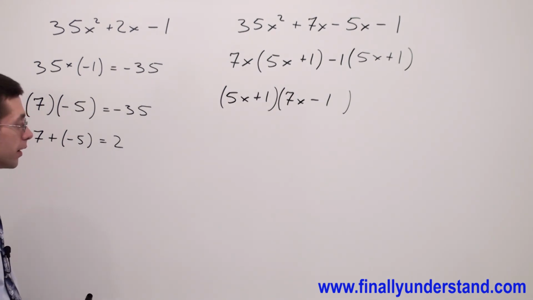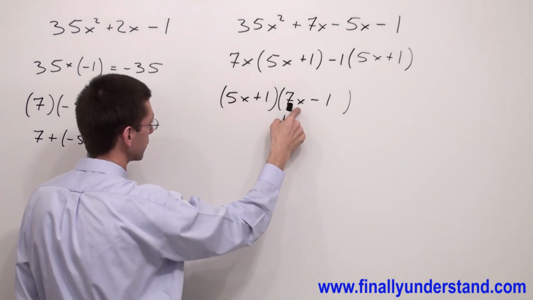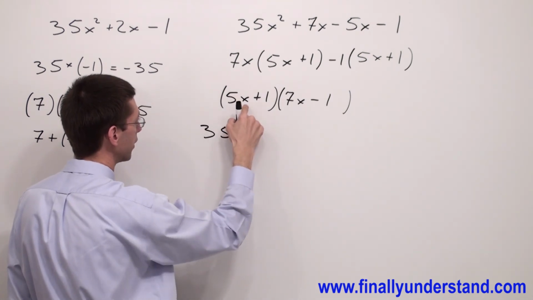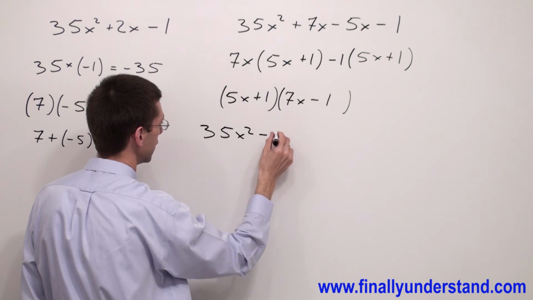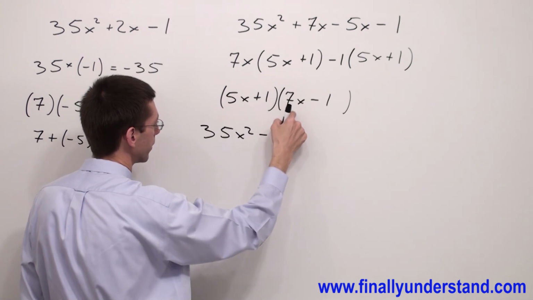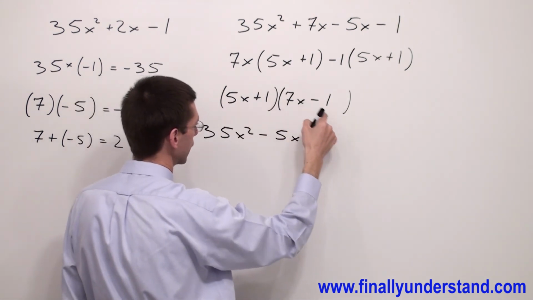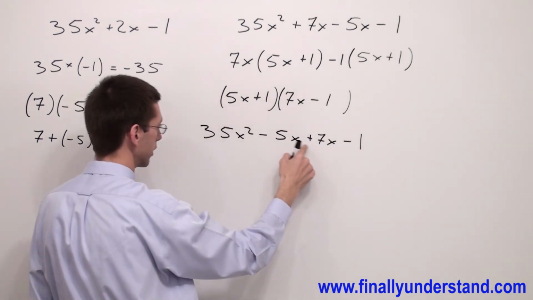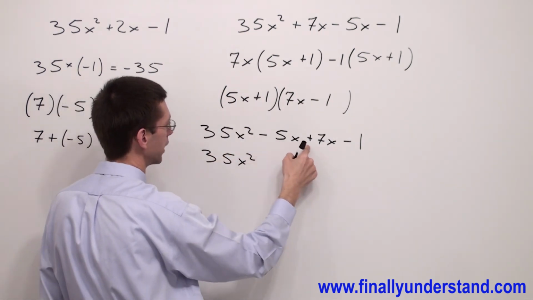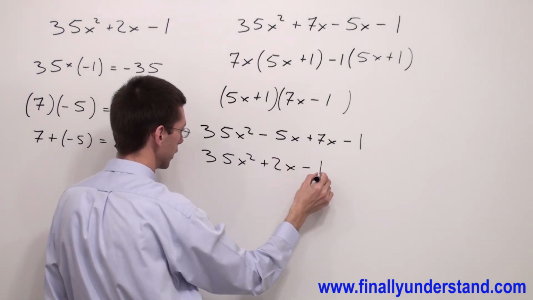Let's verify if this is true. I have 5x times 7x gives me 35x squared. 5x times minus 1 is minus 5x. 1 times 7x gives me 7x. 1 times minus 1 gives me negative 1. Combine the like terms, and I'm going to have 35x squared minus 5x plus 7x is 2x, minus 1.